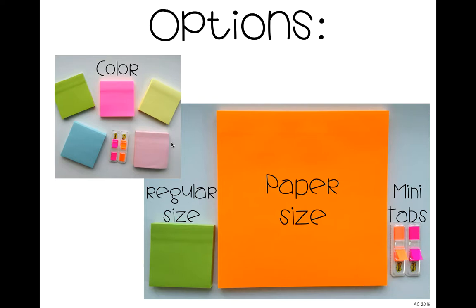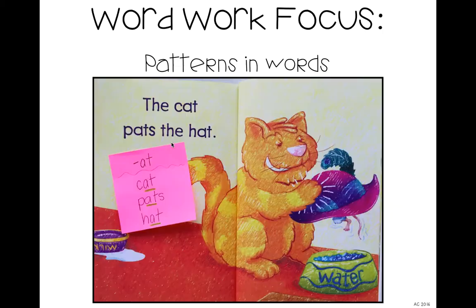There's a variety of options out there in regard to Post-it notes. There's so many colors to choose from. There's different sizes that I like to use. There's the regular size Post-it notes. Then they have the kind of giant paper size ones that make it a little more exciting when you're having them do certain things in responding to the text. And then they have those mini tabs, which are great for marking up the text. So I'm going to show different ways that I use those with my guided reading groups.